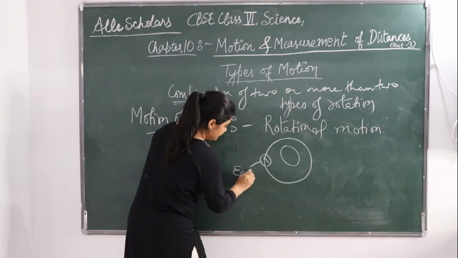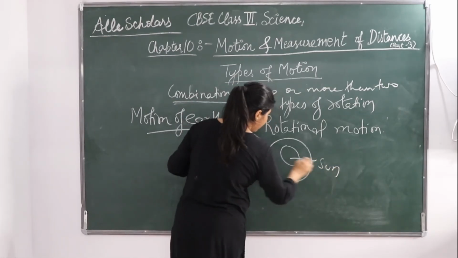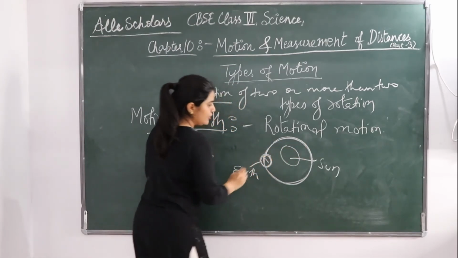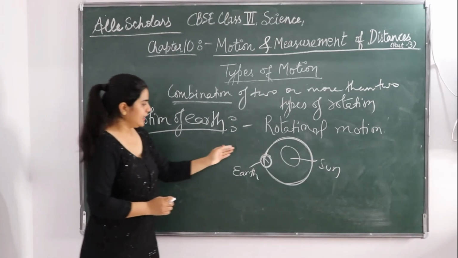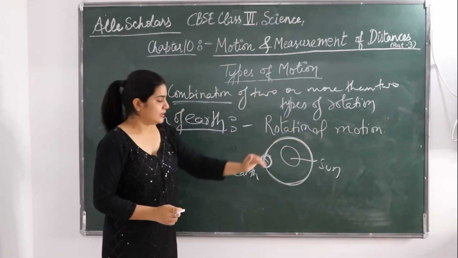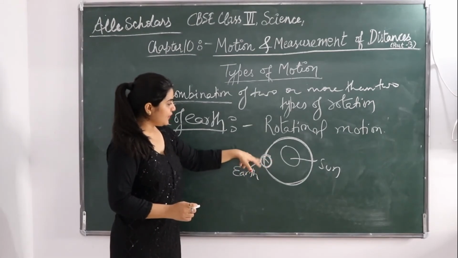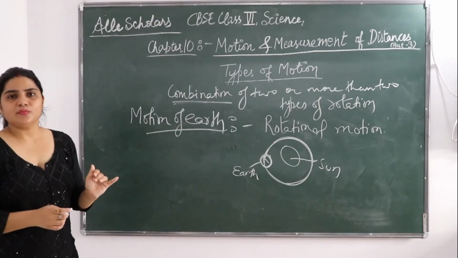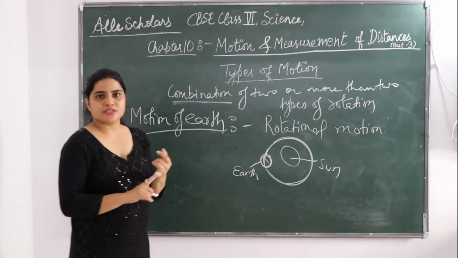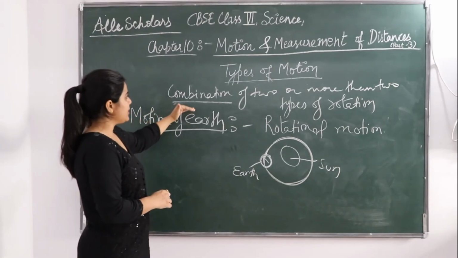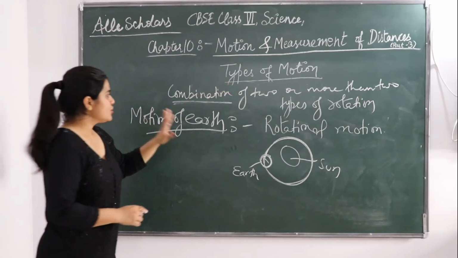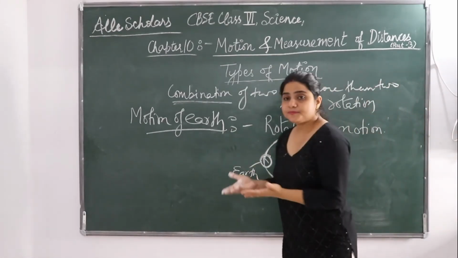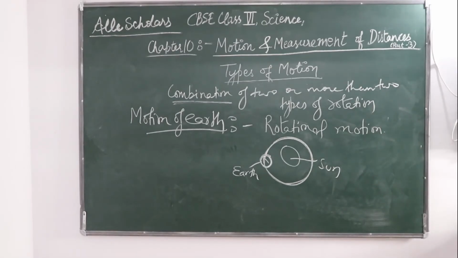This is the earth, this is the sun. How is the earth moving? It is moving around the sun and also moving on its own axis. So there are two types of motion, right? One is that it is giving a circular motion here, and it is also moving on its own axis, so it is giving a rotational motion. Okay, so rotational motion plus circular motion, it is a combination of two types of motion. So these were about the types of motion, and we have also seen how there is a combination of motion.